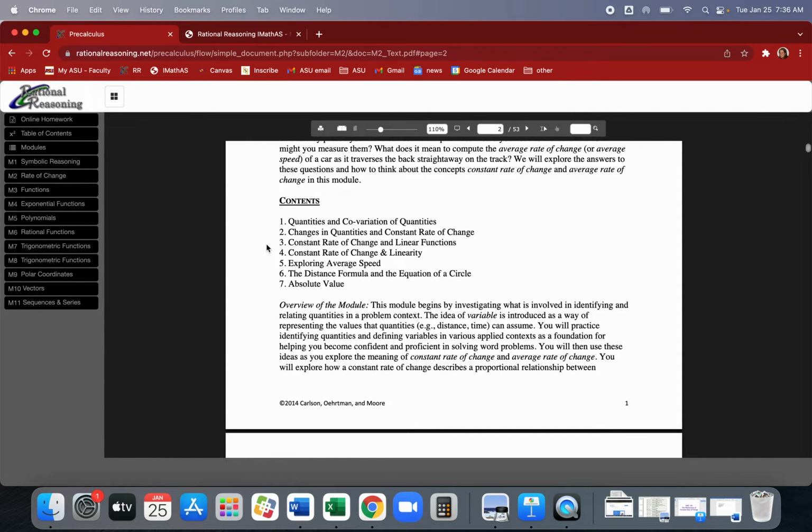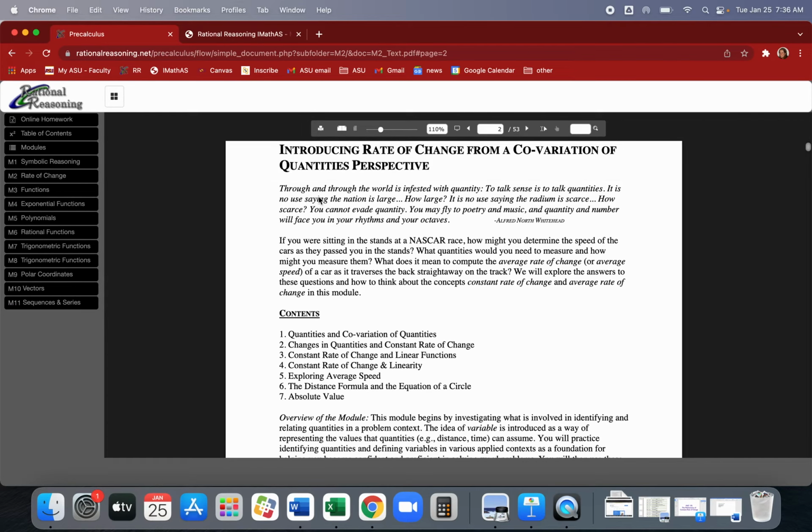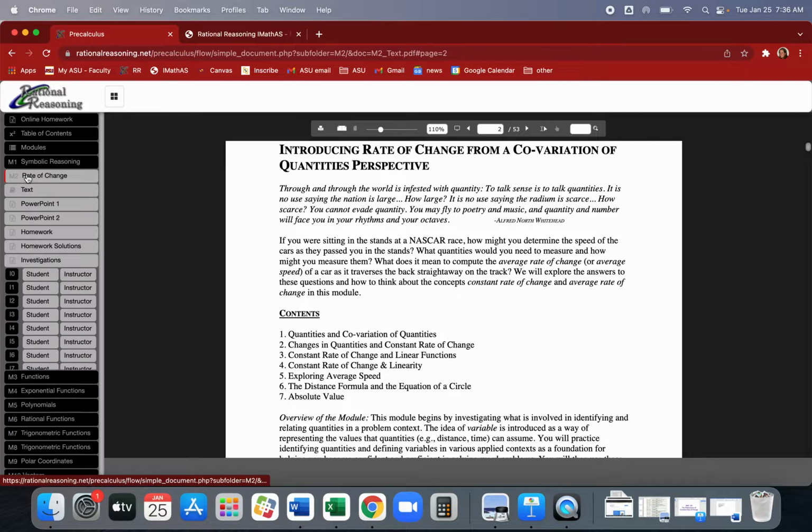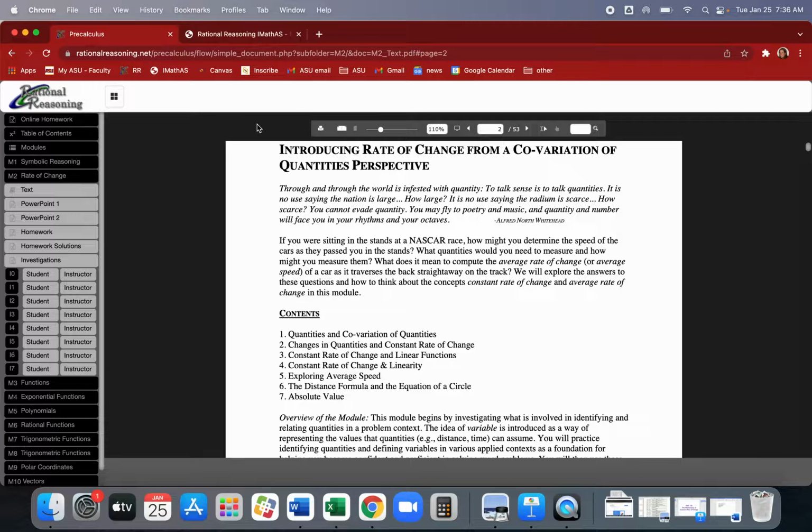And again, if you want to look at the textbook, it's under the rational reasoning section, not the homework section. Under these modules, this is Module 2. The top option is the text. We're actually going to come back and I'm going to use one of these PowerPoints because it's got some cool diagrams in it. I didn't want to recreate them for some of our absolute value stuff.